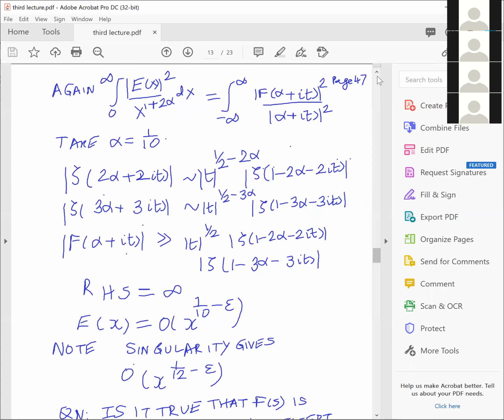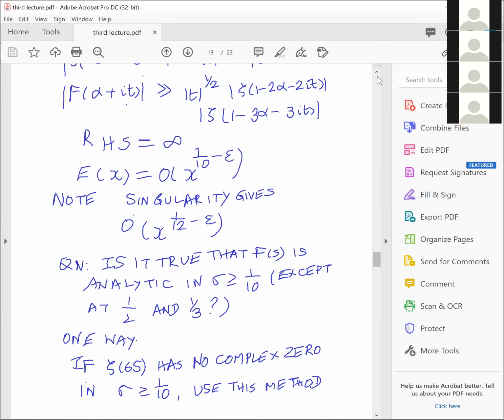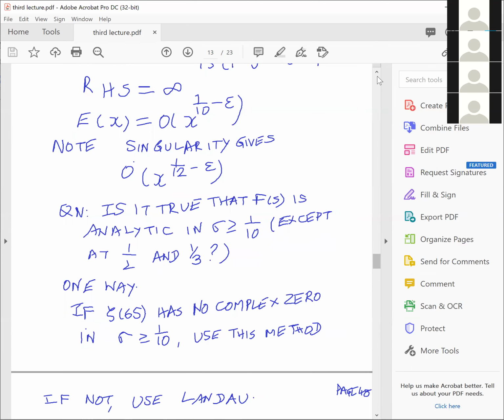But the situation theoretically is not bad. Yeah, that's the question which you are asking: is it true that F of s is analytic in sigma bigger than 1 over 10, except at 1 over 2 and 1 over 3? There are probably some via media you can do. Let's do some via media. There are two cases which you can discuss.